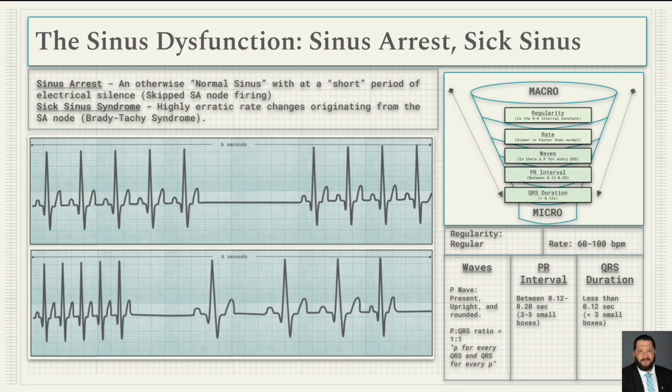The other alternative we're going to look at is a highly erratic rate change for the SA node known as sick sinus syndrome. This is also called Brady-Tachy syndrome, and the rate will be highly variable and the regularity will be highly variable, even within given short strips of information. Let's look at each of these closely.